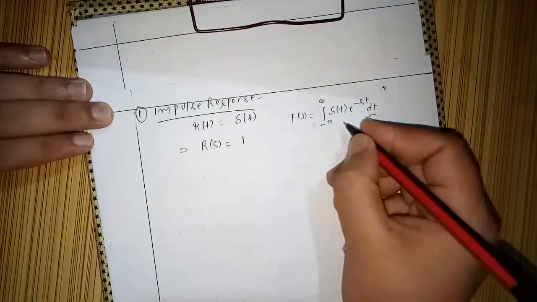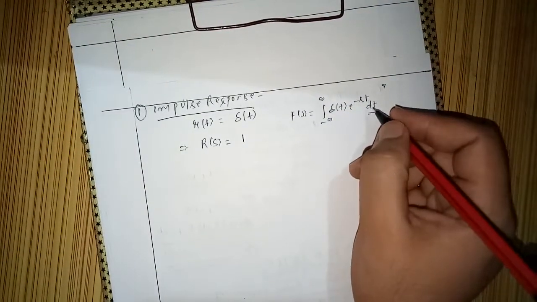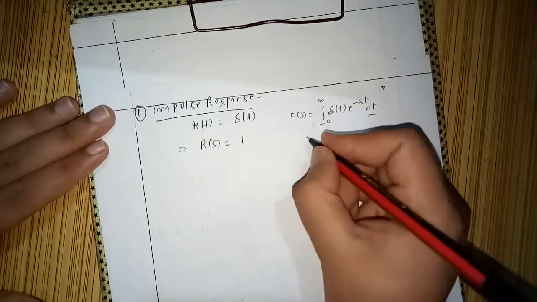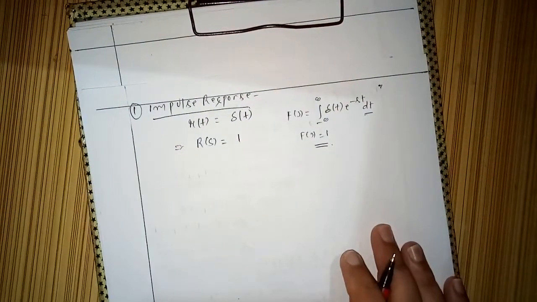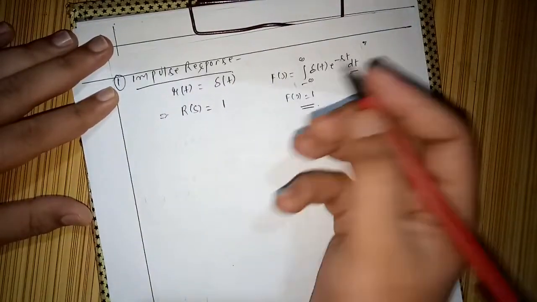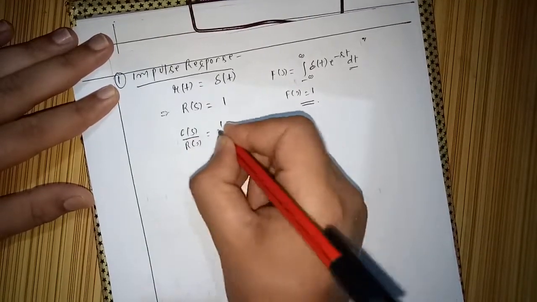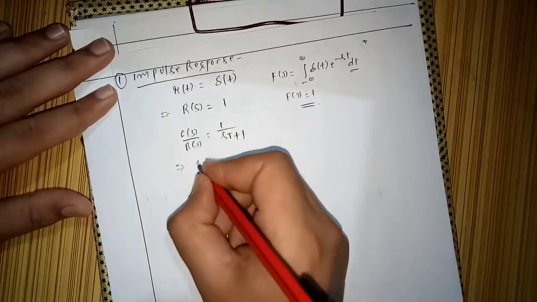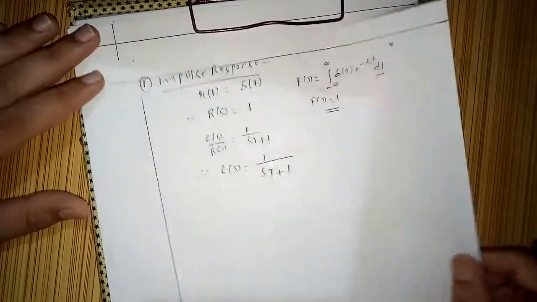When you put in delta(t), because delta(t) is equal to 1 at t equal to 0, this is not the standard form, but F(s) will be equal to 1. That's how we obtain this, right? So R(s) is equal to 1. Now we have the first order transfer function C(s) by R(s), where R(s) is nothing but 1, so I can write C(s) is equal to 1 upon (sT plus 1).